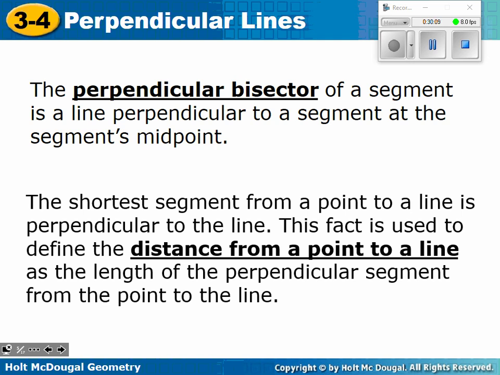What does it have to form if it's perpendicular? A right angle. So if it's a perpendicular bisector, it's not only going to split it into two congruent parts, but it's also going to form 4 right angles. Does that make sense? All right.